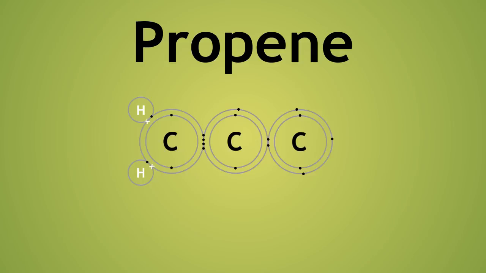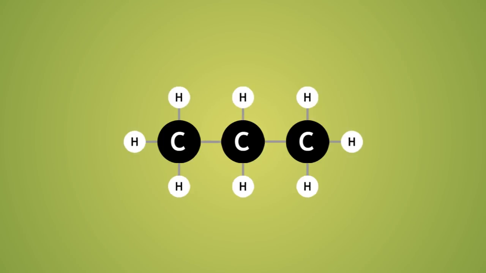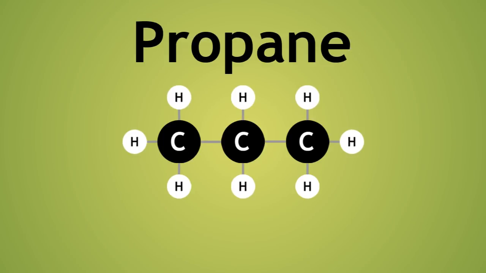This middle carbon already has 3 bonds and so requires just 1 hydrogen, and this end carbon has only 1 bond and therefore needs 3 more hydrogens. Since we now understand the covalent bonding in these molecules, let us replace the dot cross diagram with the structural formula. Here is the structural formula of propene.